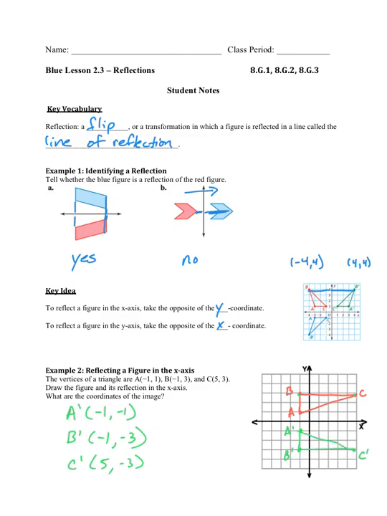So we can see that when we reflect across the x-axis, all of our x-coordinates stayed the same. It was the y-coordinates that flipped. Instead of positive 1, we had negative 1. Instead of positive 3, negative 3, and another positive 3, negative 3. So our y-coordinates were the opposite.